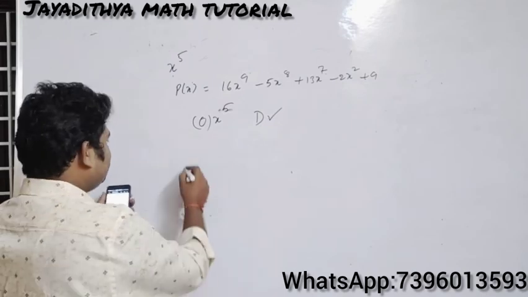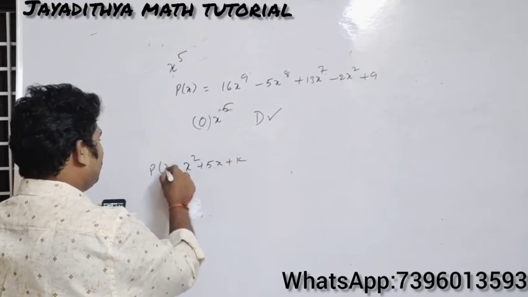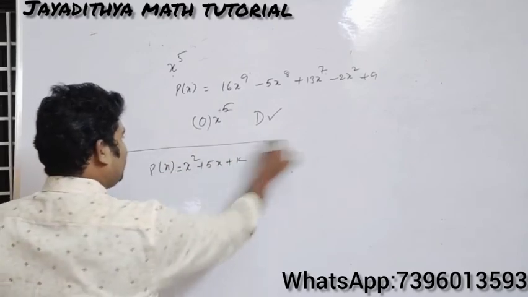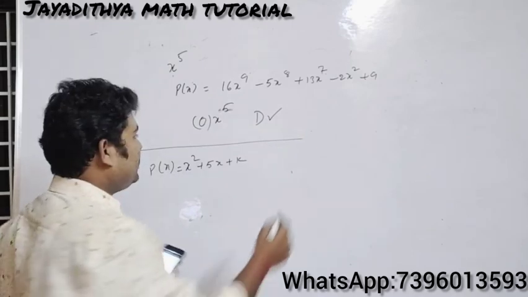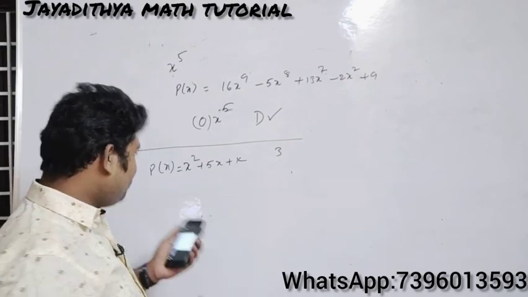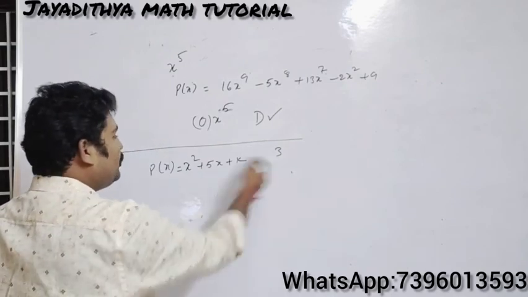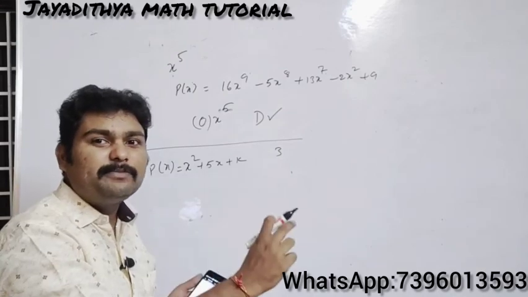And see here in the next question, x square plus 5x plus k is the given polynomial. So the polynomial is x square plus 5x plus k. In that, 3 is one of the zeros. He is telling that 3 is one of the zeros. Find the other zero. So if you substitute 3 in the place of x, the value must be equal to 0.